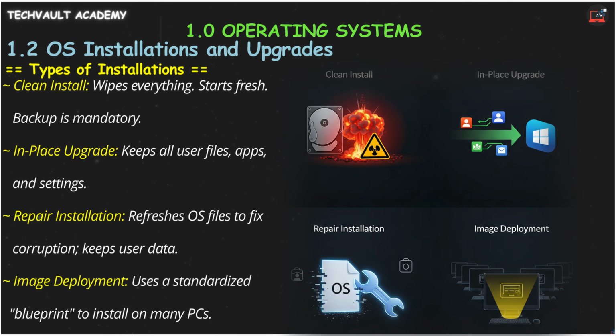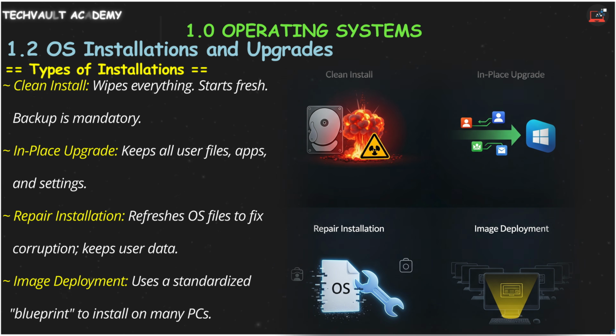An in-place upgrade, on the other hand, is a seamless transition. It installs the new OS while keeping all your existing files, apps, and settings. If your OS is corrupted, you might perform a repair installation, which refreshes the OS files but leaves your personal data untouched. In large organizations, technicians use deployment strategies for efficiency.